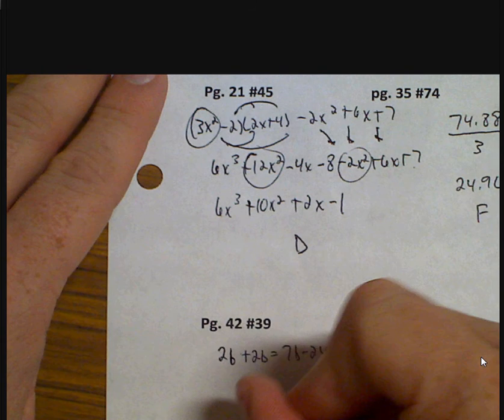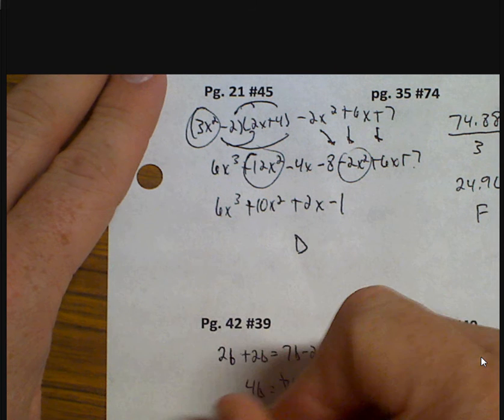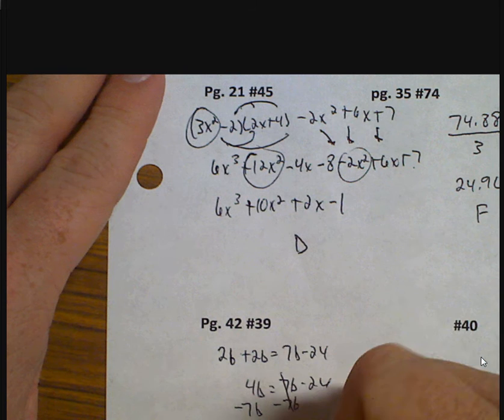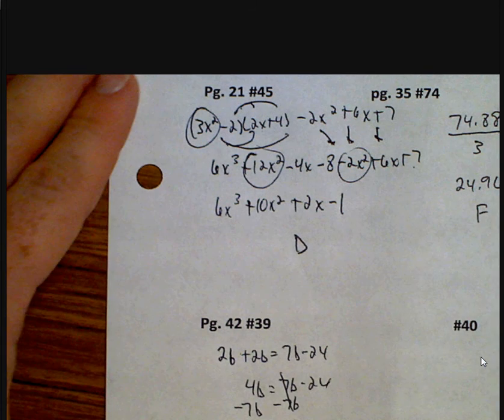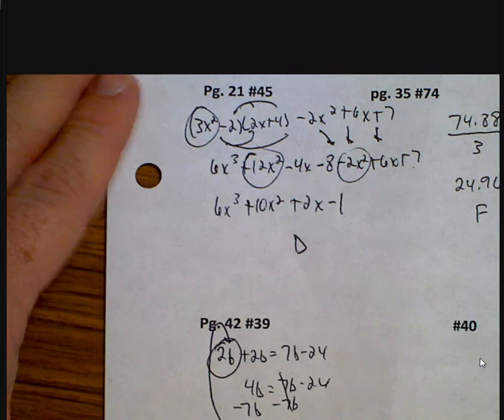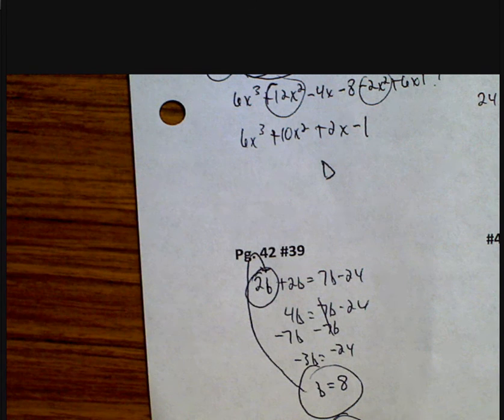So that would be 4b equals 7b minus 24. Get rid of my 7b. Negative 3b equals negative 24, so b has to equal 8. If b equals 8 and my angle was 2b, then my angle has to be 16. So my angle is 16 degrees.